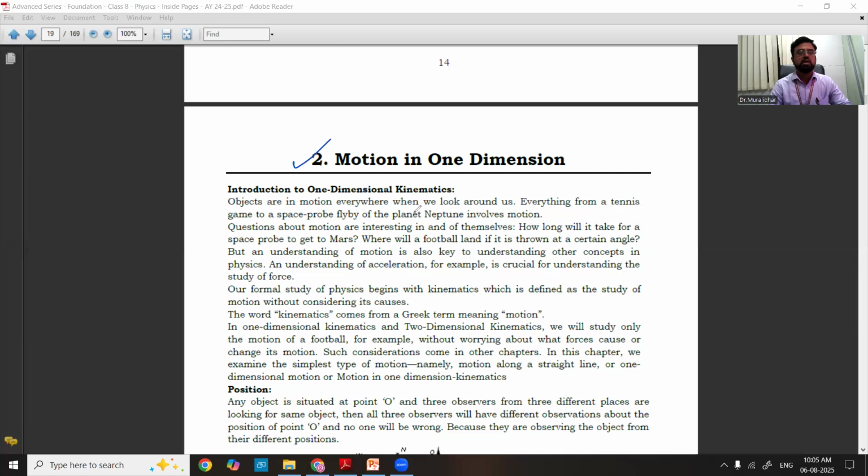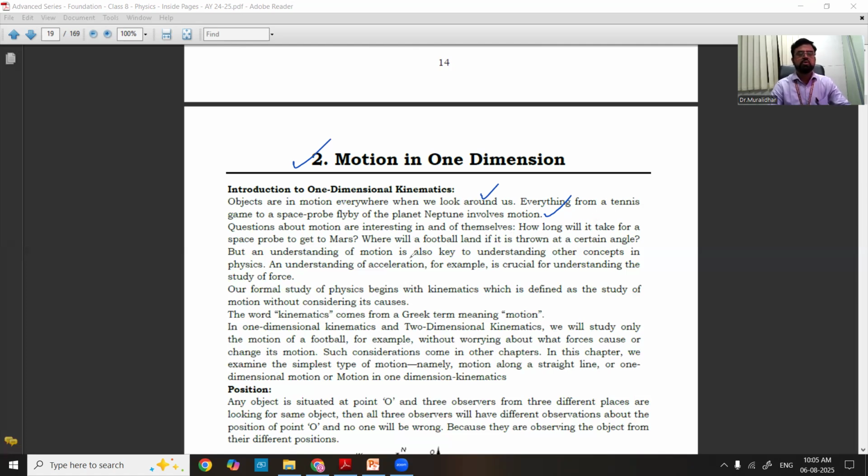Objects are in motion everywhere when we look around us. Correct or not? When you look here and there, you can see so many things moving around us. Everything from a tennis game to the space probe flyby of the planet Neptune involves motion. You see a tennis ball, when you hit the ball continuously from here to there, and the revolving of the planets, everywhere you can find motion. Correct? So questions about motion are interesting in themselves. There are so many types.